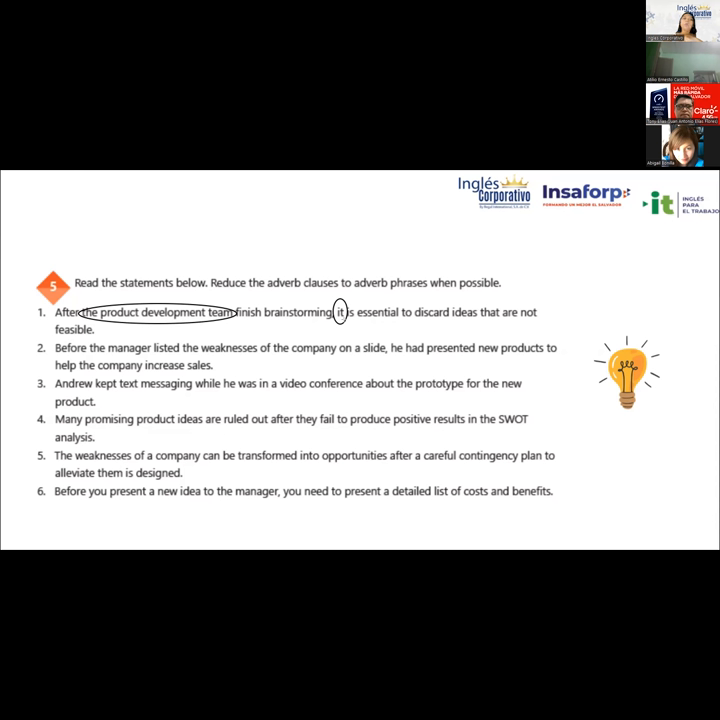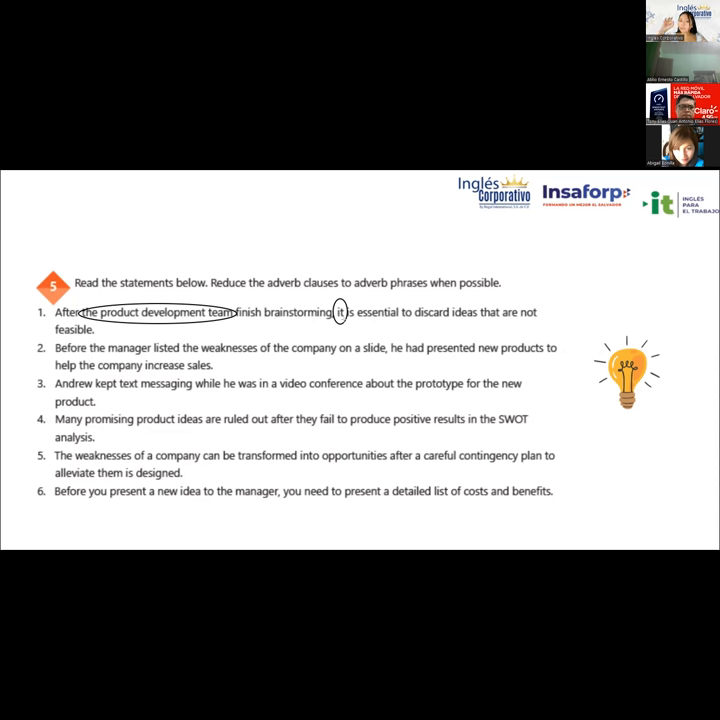What about number two? Can we reduce number two? Yes, because the manager is the same as he had. Correct. So, which is the answer for number two? Before listing the weaknesses of the company on a slide, he had presented new products to help the company increase sales. Okay, very good.